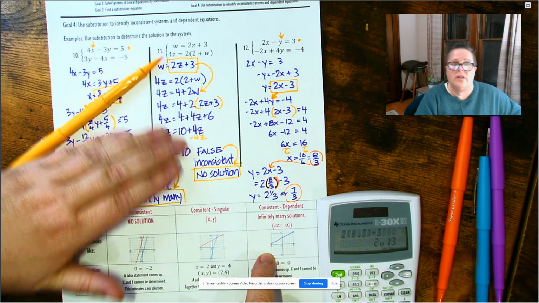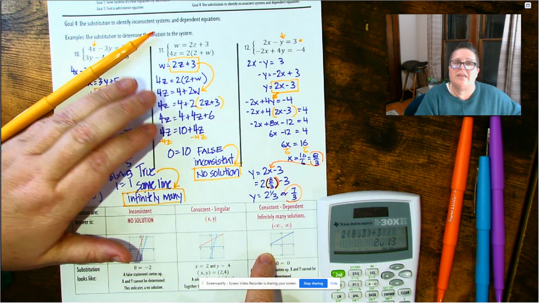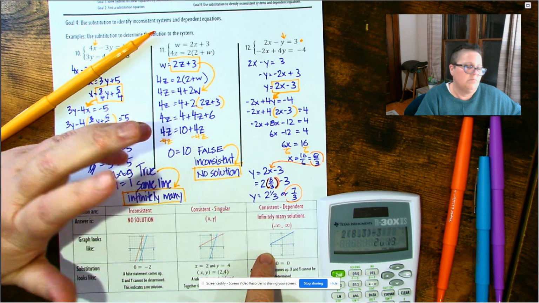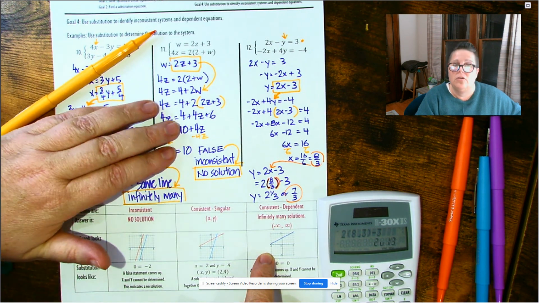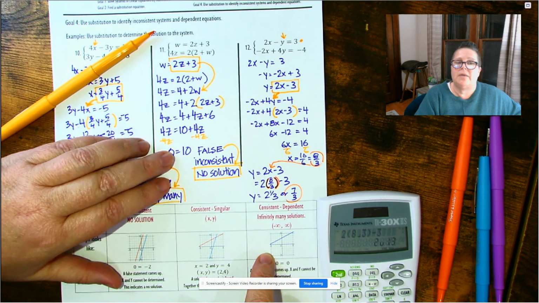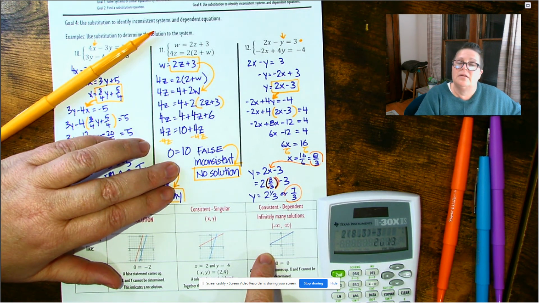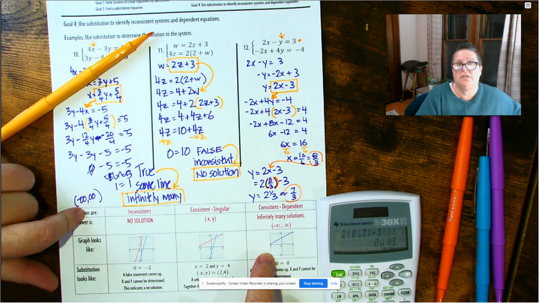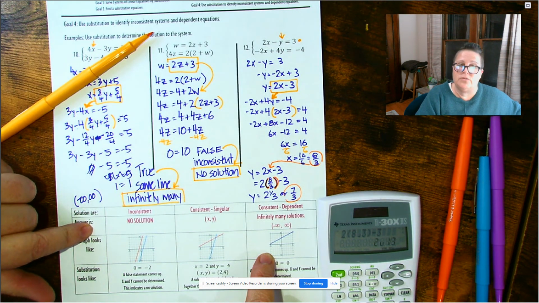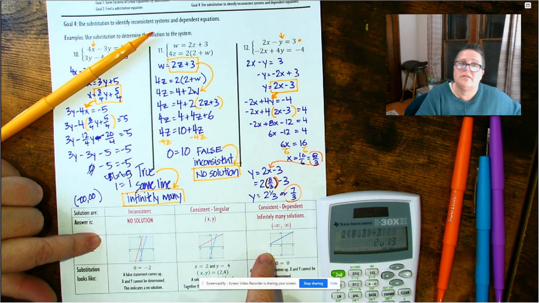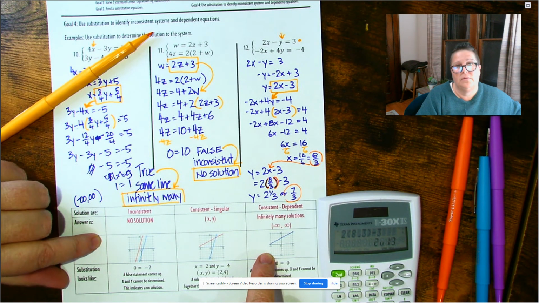If you're moving along with substitution and all of your x's and y's, z's and w's disappear, and you end up with a false statement like 0 is equal to 3, this is an inconsistent system, and there is not a solution. If we were to graph those, they would look like parallel lines. Our slopes would be the same, right?